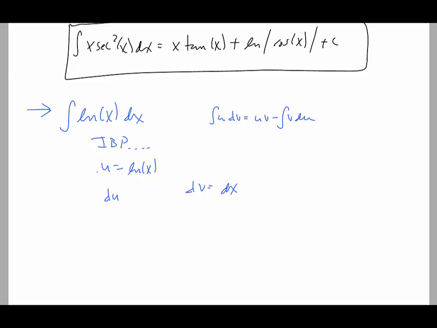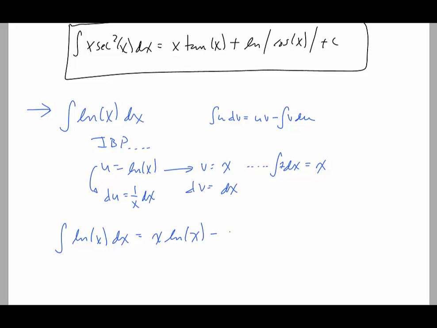Now remember, we take the derivative down. The derivative of the natural log of x is 1 over x dx. And then I integrate up. And the integral of dx is just x. So the integral of dx, if you want to think about it as 1 dx, is just x. So the integral of the natural log of x dx is equal to uv. So this is x ln of x minus the integral of v du.